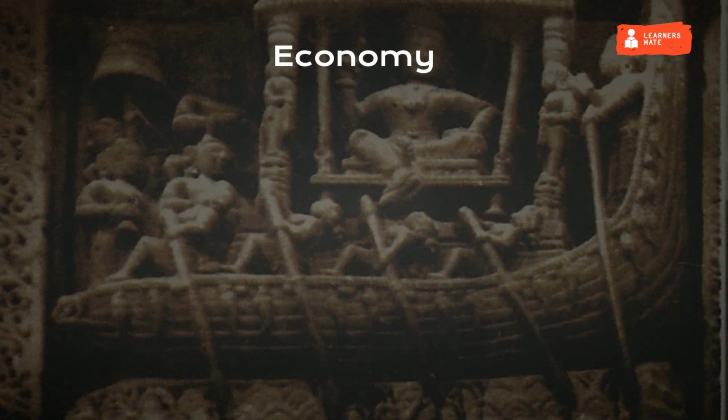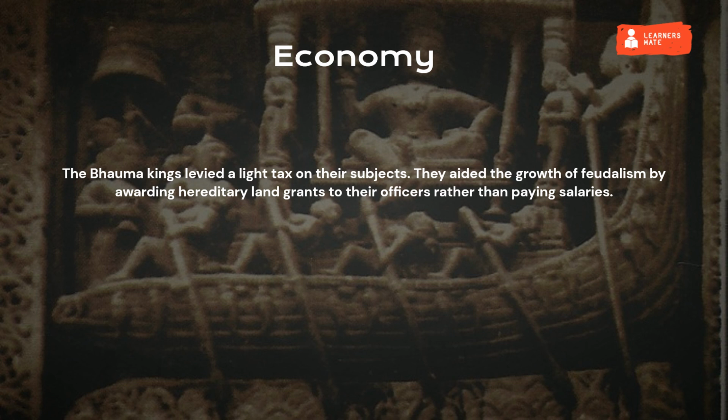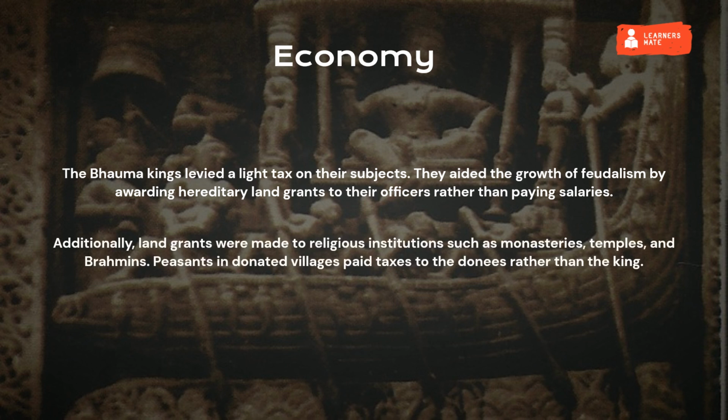Economy during the Bhaumakaras. The Bhauma kings levied a light tax on their subjects. They aided the growth of feudalism by awarding hereditary land grants to their officers rather than paying salaries. Additionally, land grants were made to religious institutions such as monasteries, temples, and Brahmins. Peasants in donated villages paid taxes to the donees rather than the king.